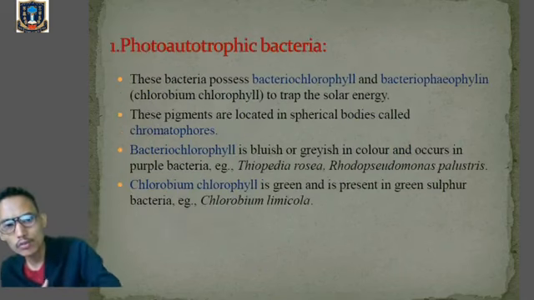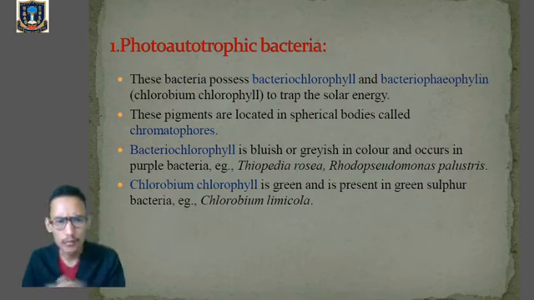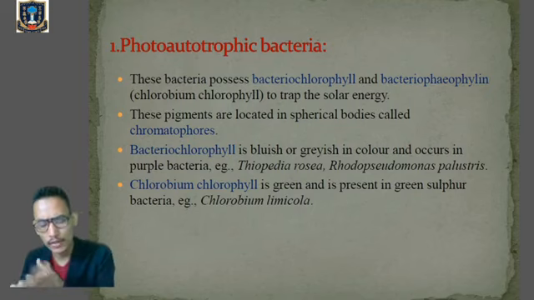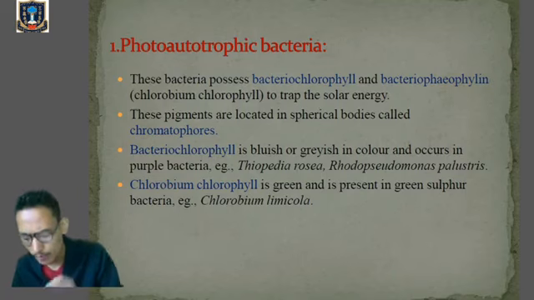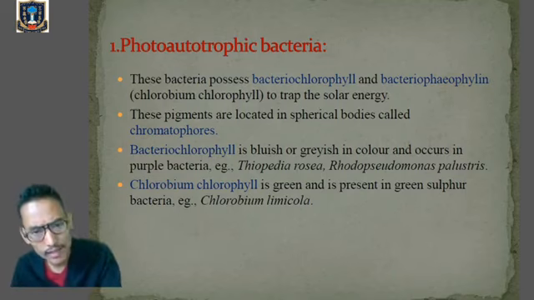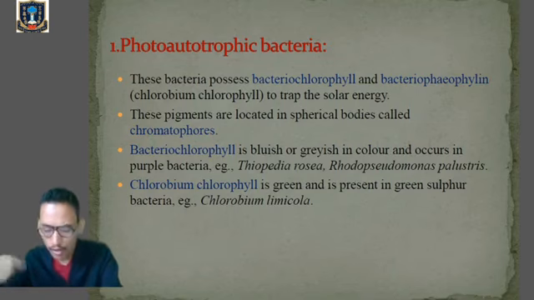First one, autotrophic bacteria. Photo means light. Autotroph means those who are able to prepare their own food. So photoautotrophic bacteria can prepare their own food from inorganic material with the help of solar energy or from the oxidative chemical reaction taking place in their surroundings. So they will prepare their food through the help of solar energy or by the help of chemical reactions.